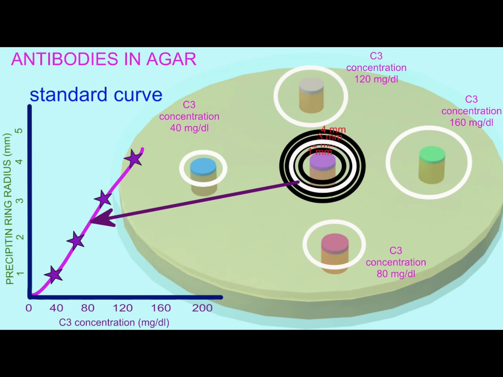And if the antigen is present, you can compare the diameter of its ring to those on your standard curve to then determine the concentration of the antigen in your sample. So for example, this can be done with complement proteins in serum samples.